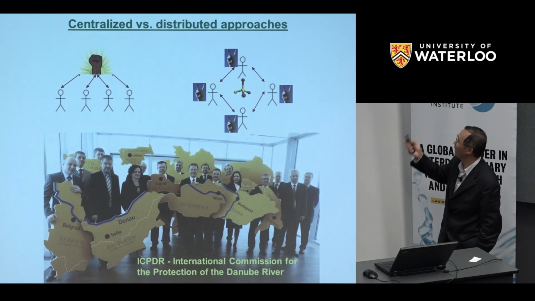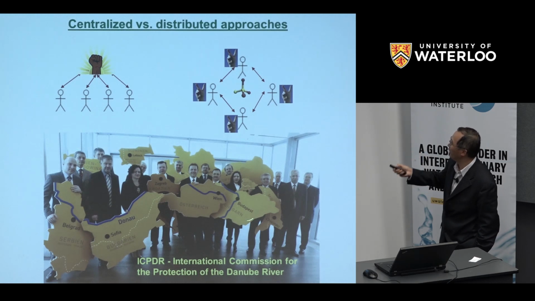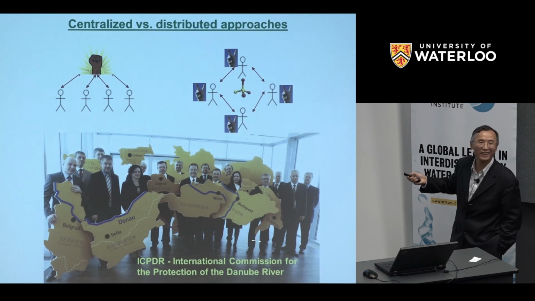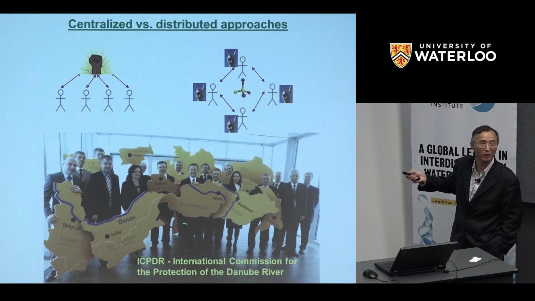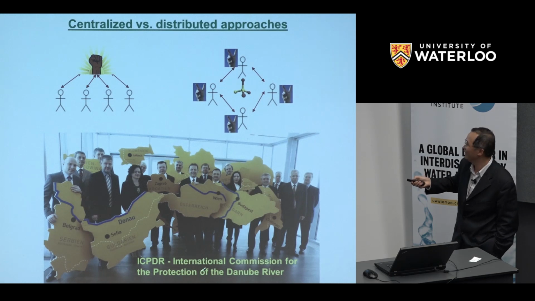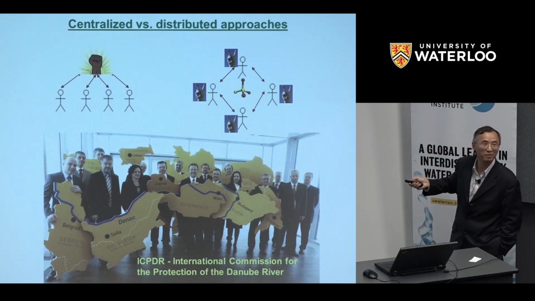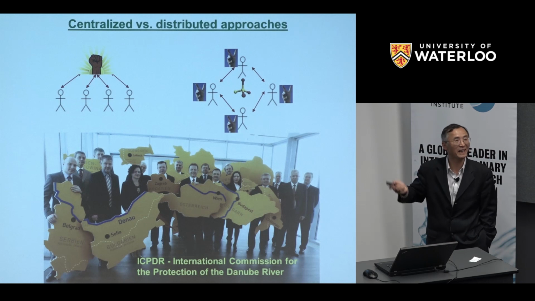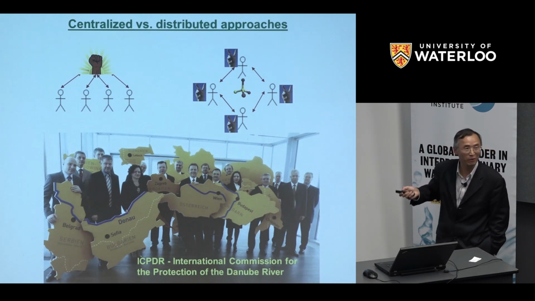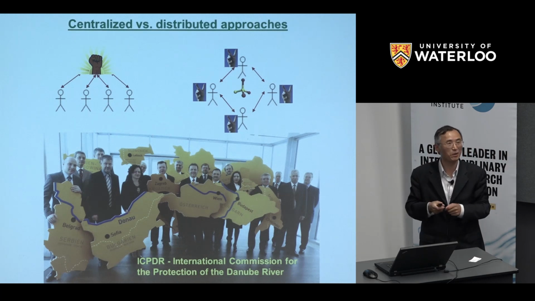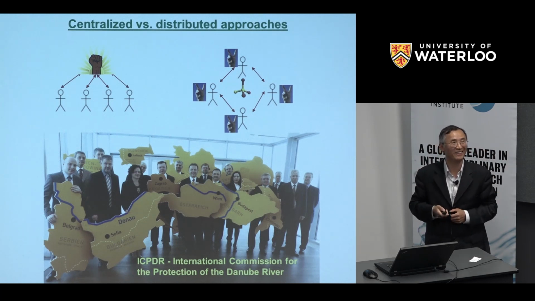Okay? Use these two icons. And the figure here, this picture shows representatives from different countries on the Danube River, right? Because they realize they have to manage the Danube River in a systems approach.